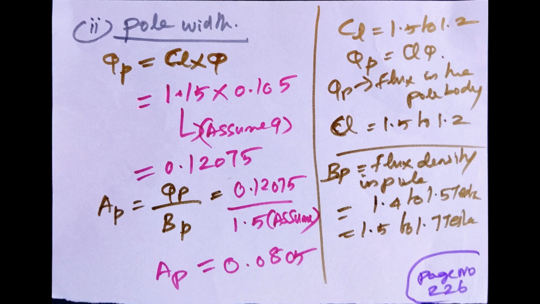0.12075. Ap, area of cross section of pole, is equal to Φp divided by Bp. Bp is the flux density in pole, 1.4 to 1.5 Tesla or 1.5 to 1.7 Tesla, as given in theory classes. Ap is equal to 0.12075 divided by 1.5. That is, assume Ap is equal to 0.0805. That is the answer.